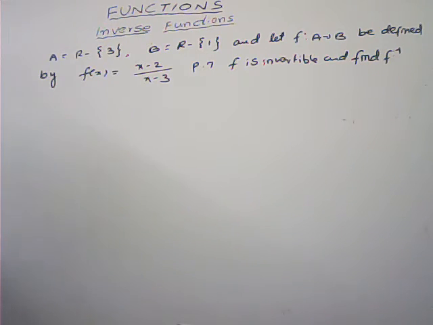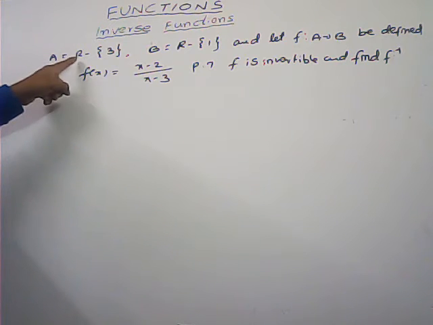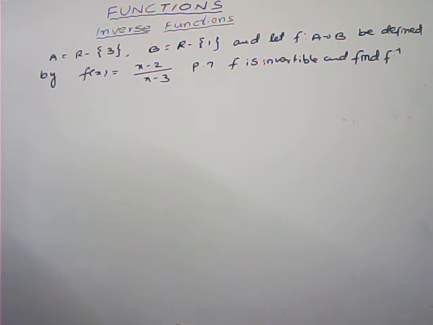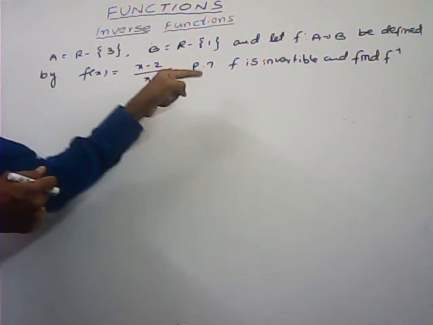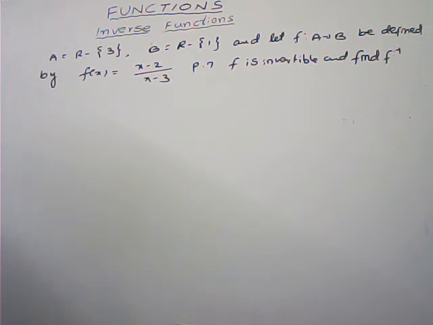The next problem. Here A is R minus element 3, B is equal to R minus element 1, and let f be a mapping from A to B defined by f of x equals x minus 2 by x minus 3. Prove that f is invertible and find f inverse. How can we say the given function f is invertible? If it satisfies both 1, 1 and onto. How can we show the given function satisfying 1, 1 or onto?